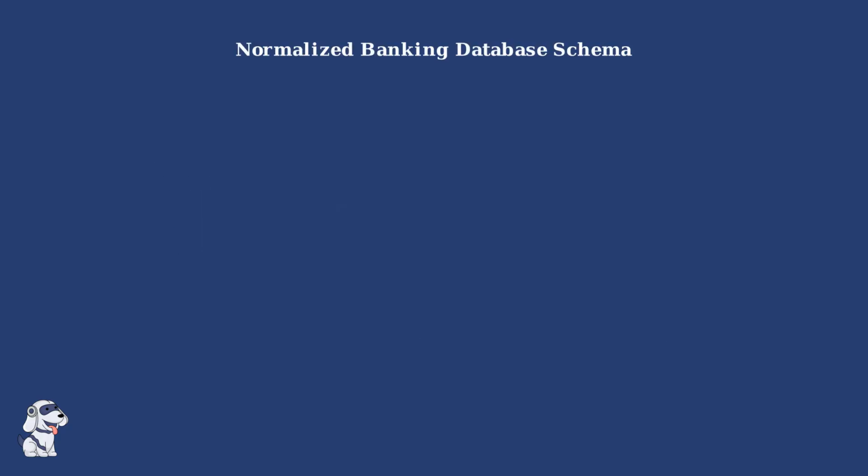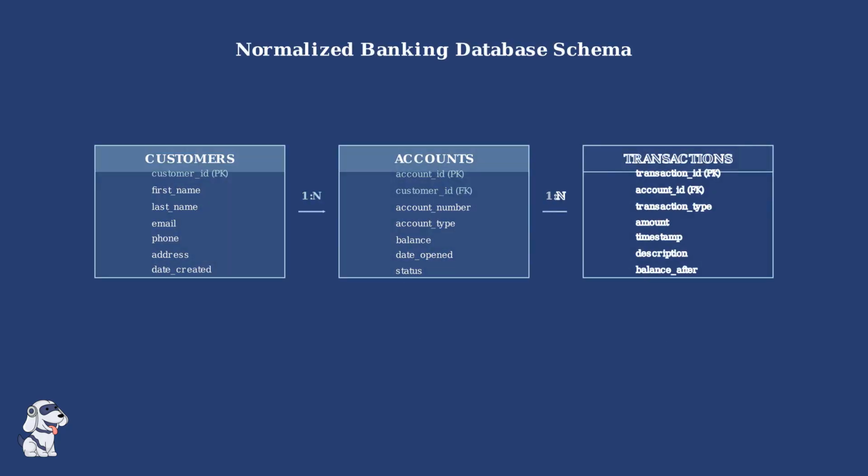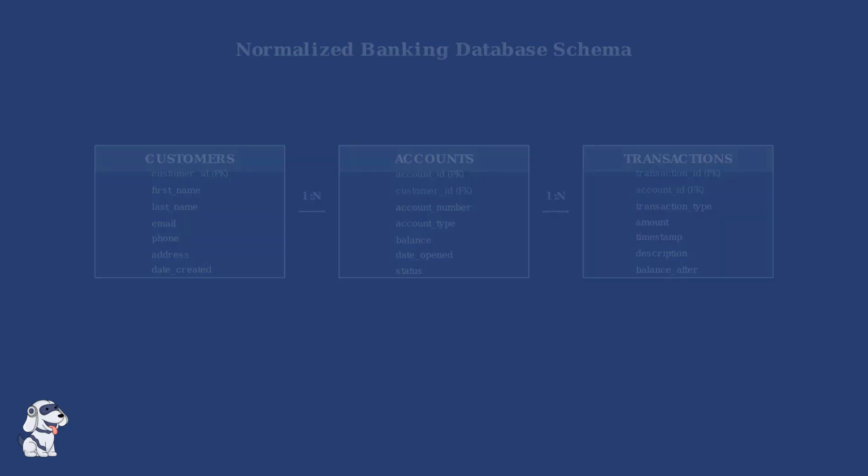A properly normalized banking database separates entities into distinct tables. The Customers table stores personal information with a unique customer ID as primary key. The Accounts table links to customers through foreign keys, allowing one customer to have multiple accounts. The Transactions table records all financial activities, referencing specific accounts.